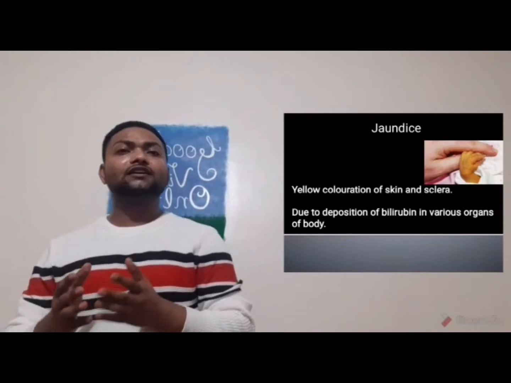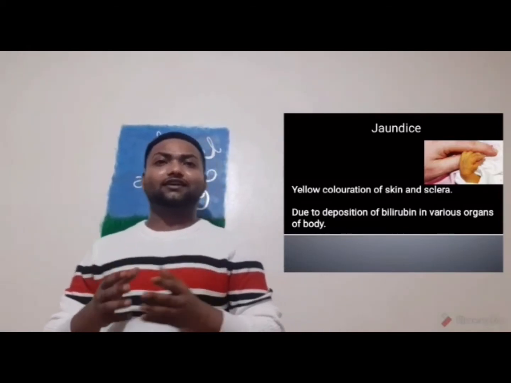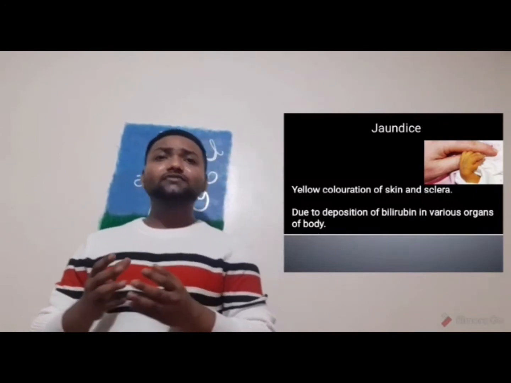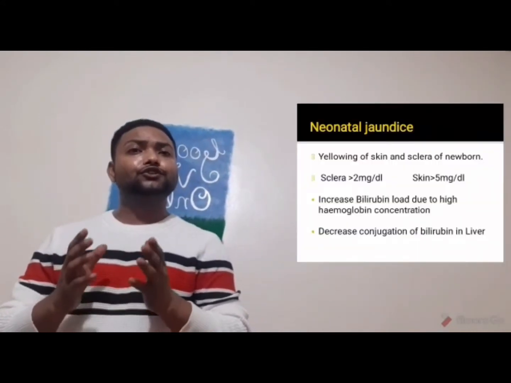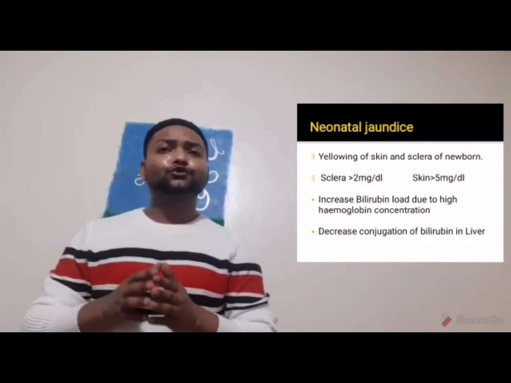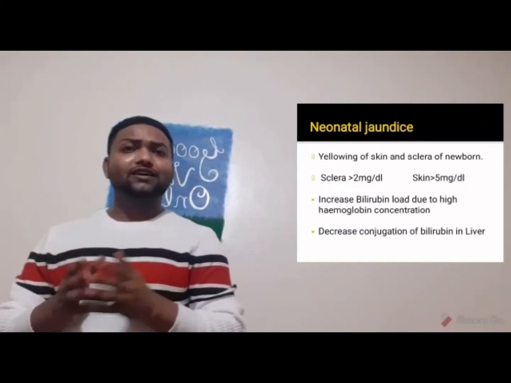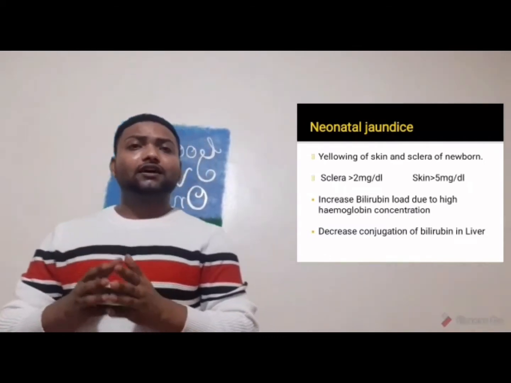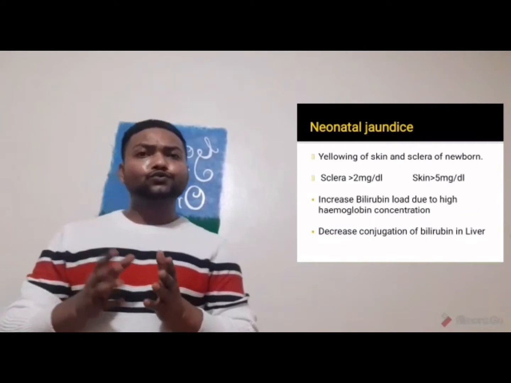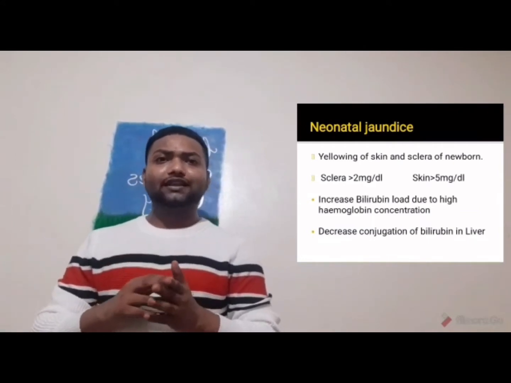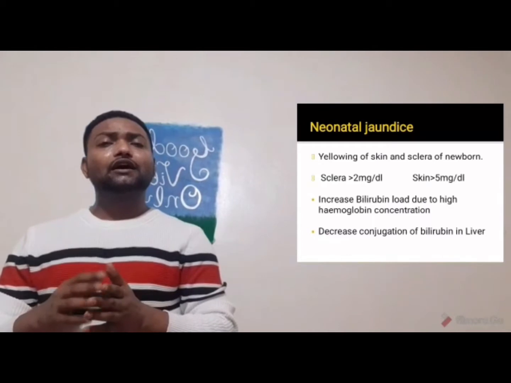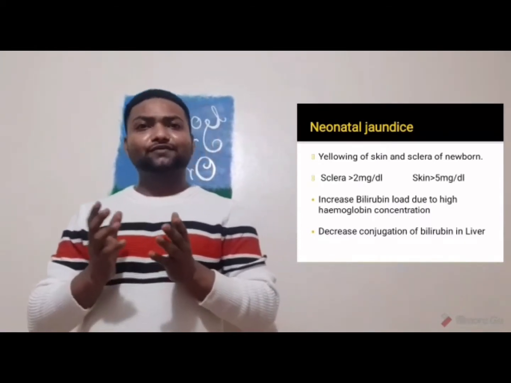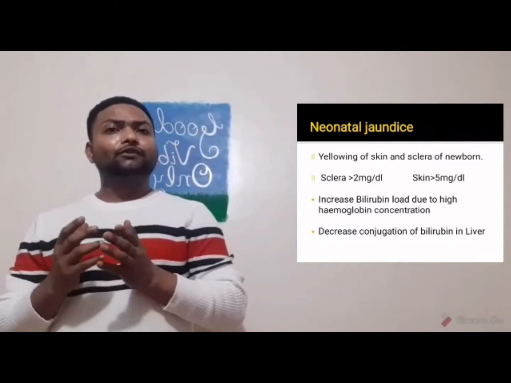Hyperbilirubinemia is yellowish coloration of skin and sclera. It is due to deposition of bilirubin due to some abnormalities. These symptoms happen because the newborn liver is not mature enough to remove bilirubin quickly, so it gets accumulated in the body, giving the body a yellowish appearance. In sclera, bilirubin is found at more than 2 mg per dl, and in skin at more than 5 mg per dl. The load increases due to high hemoglobin concentration as well as decreased conjugation of bilirubin in the liver.